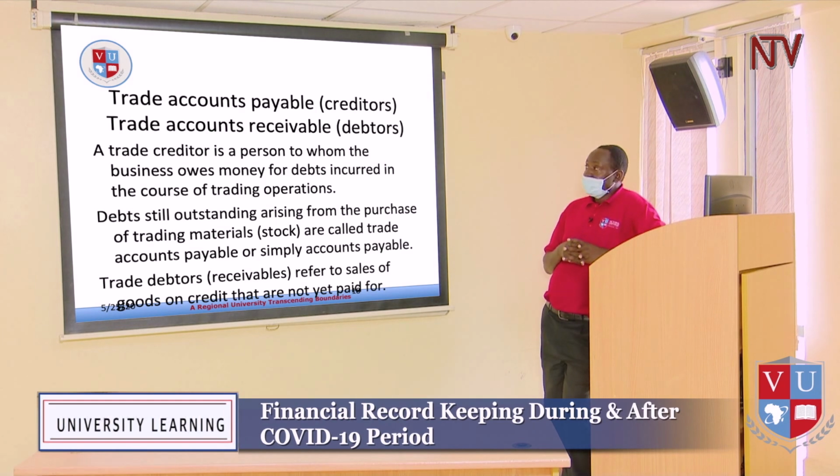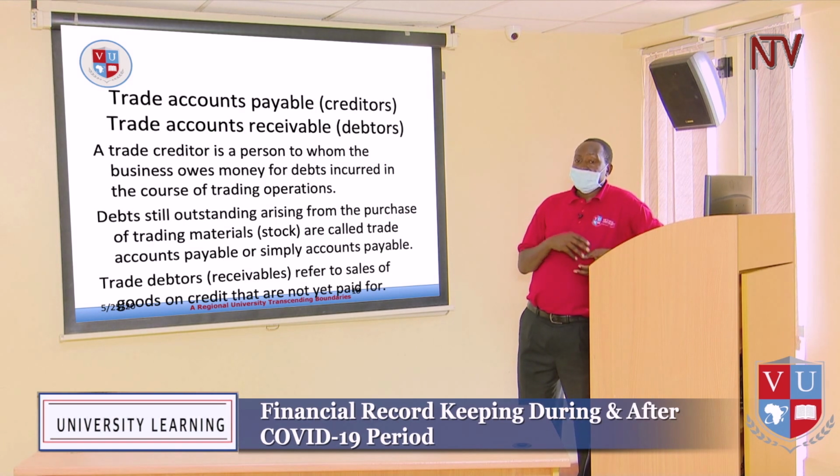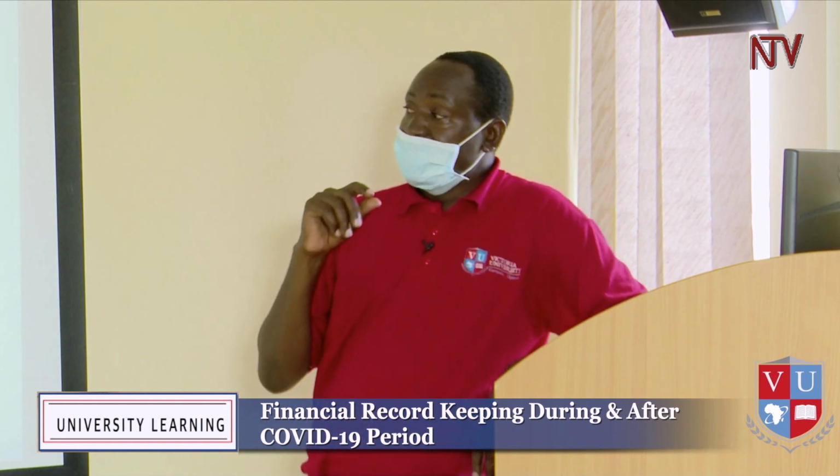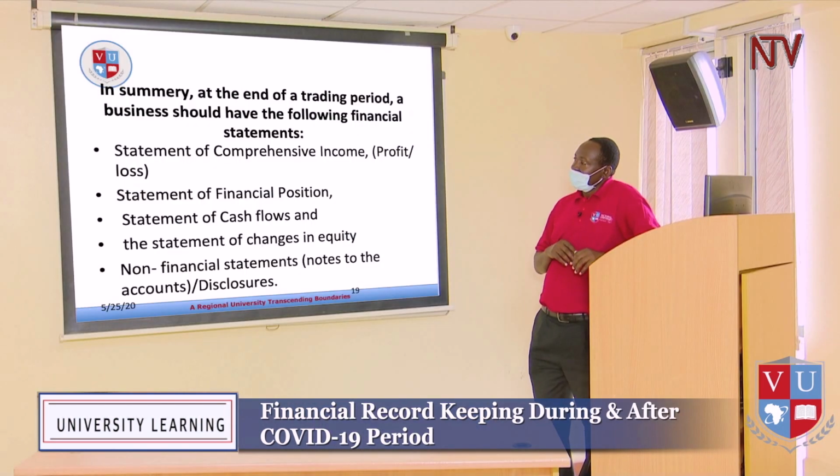Now, in summary, this is very important, viewers. At the end of a trading period, the business should have the following financial statements. First is the income statement, or the statement of comprehensive income. And this, like we said at the beginning, simply shows us how much revenue we have made and how much expenses we have incurred in making that revenue. And so it shows us a profit if I've made a profit, or a loss if I've made a loss. Then also we have a statement of financial position. This shows us a record of the assets and liabilities at the end of a period, and also the capital contributed by the owners of the business.